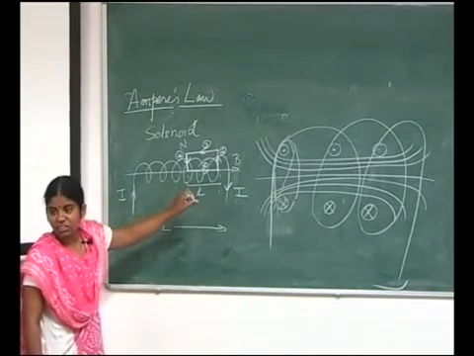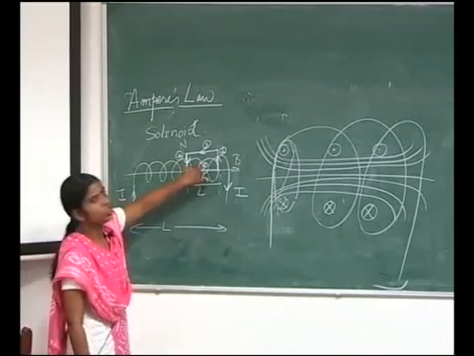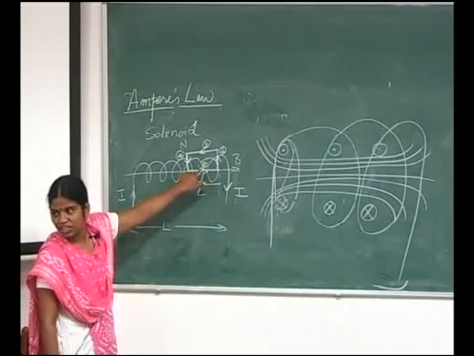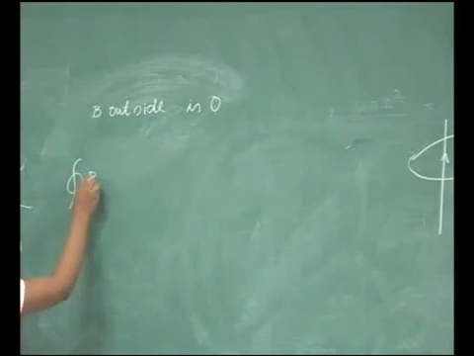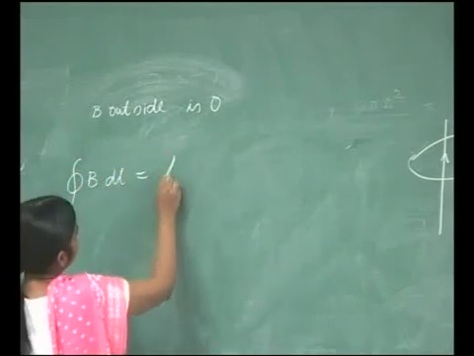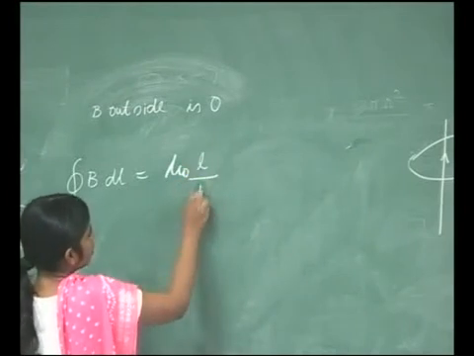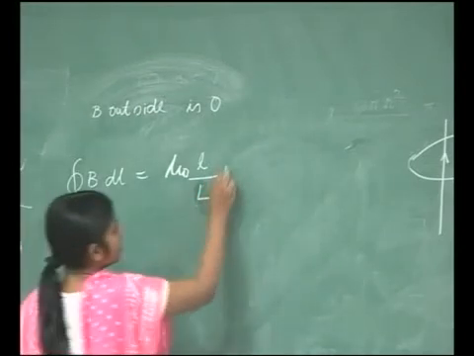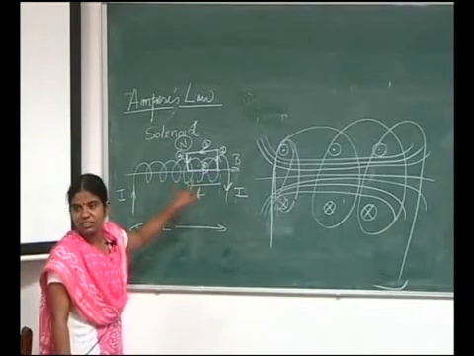So, now the current or the magnetic field will depend on how many times current is penetrating through this surface area. So, it means I can write that the closed loop integral of B dot dl is equal to mu 0 times small l over capital L, and if the total loops are n, then mu 0 times l over L times n into I. This is the fraction of the current that is passing through, penetrating this surface area.